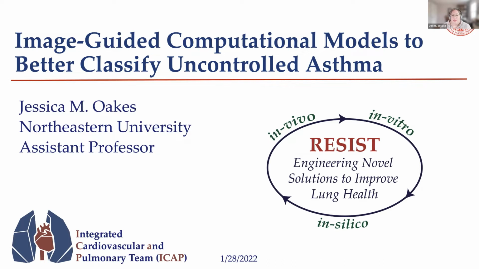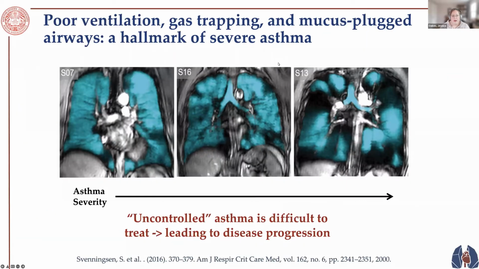So today I'm going to discuss a way to better classify uncontrolled asthma using image-guided computational models. Uncontrolled asthma is defined as having poor ventilation, gas trapping, and often mucus plugs that lead to severe asthma. Uncontrolled means that it's difficult to treat and patients have disease progression that occurs throughout their lifespan.